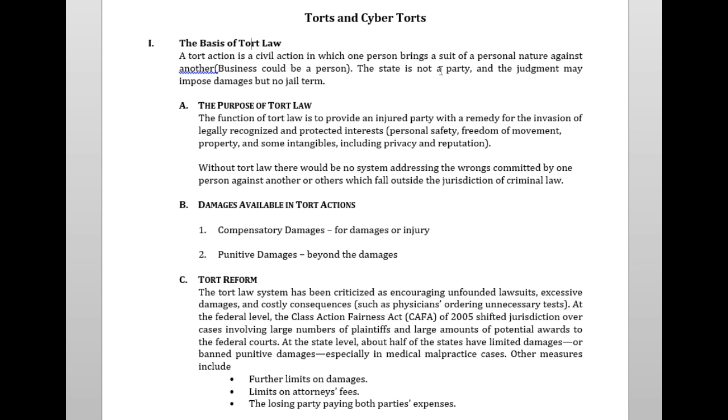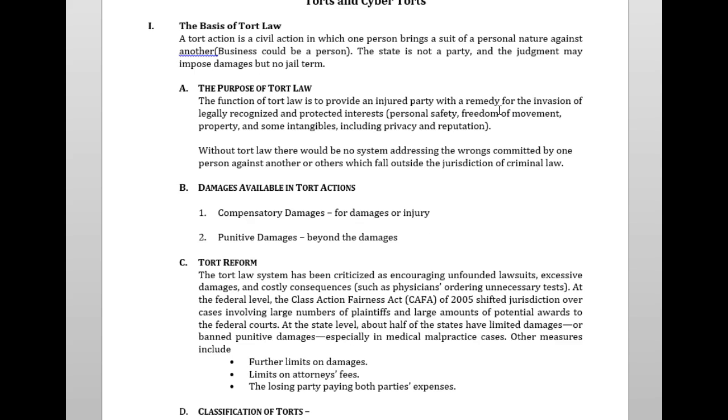It could be one person to a corporation, meaning that there may not be criminal action there, but there has been a wrong committed. The function of it is to provide an injured party with a remedy for this injury. So without tort law, there would be no system to address the wrongs committed by one person against another if it fell outside of the jurisdiction of criminal law. Tort law has caused some controversy, as we'll see as we go down through here.